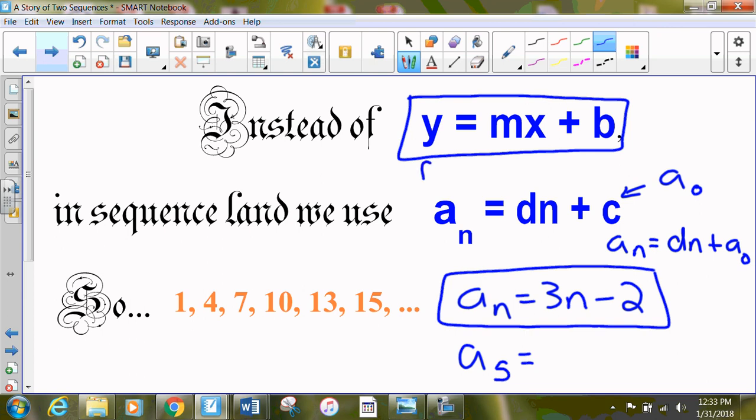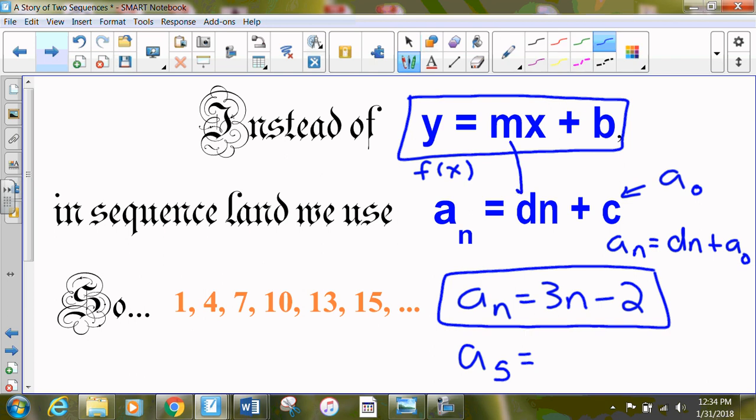Instead of using y or f of x, I think a sub n is a similar concept as f of x, so that you know what you're dealing with. All right, so we already are familiar with linear patterns. We know how to write the equation given some linear data points, and now instead of y equals mx plus b, we're going to use a sub n equals dn plus a sub 0, with all of them meaning the same thing.